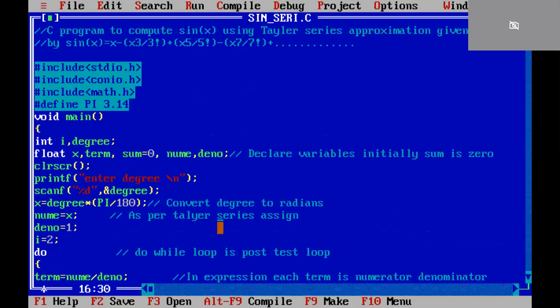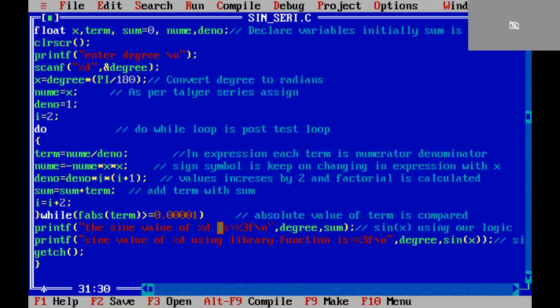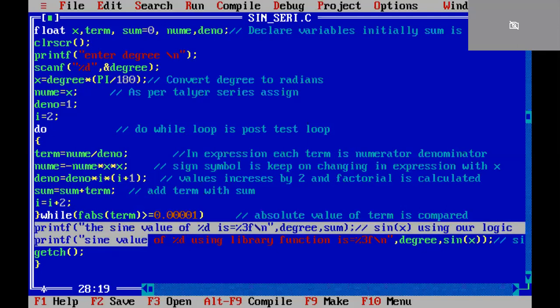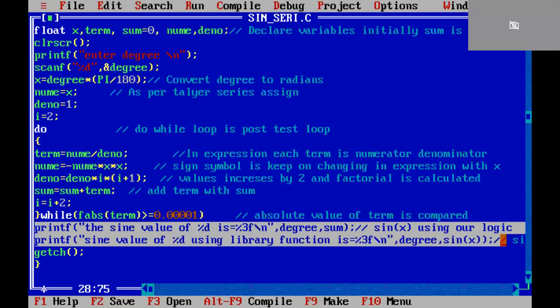So after successful execution of do while, see here the term is compared with the float epsilon, right? 0.00001. If the condition is true, what happens again? It goes back inside the do statement. The loop continues until the condition fails. Whenever the condition fails, it comes out of the loop and it will execute the printf that I have written.